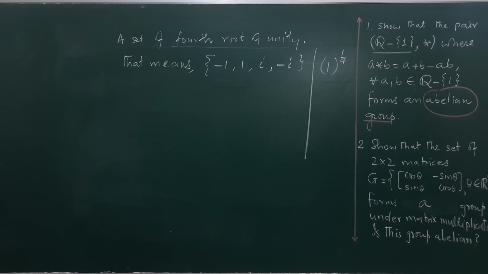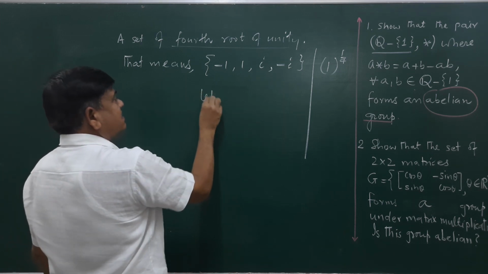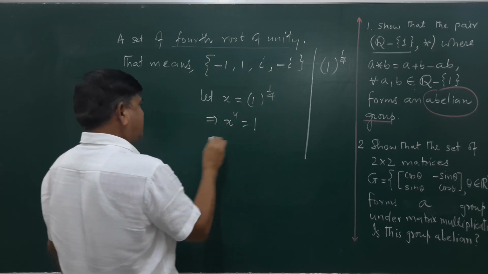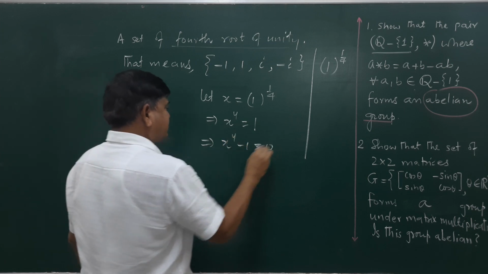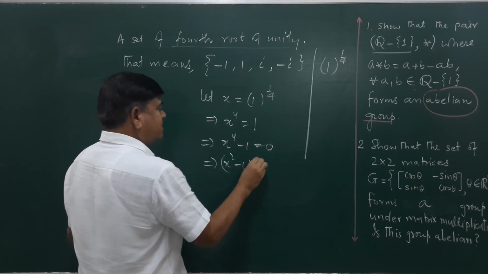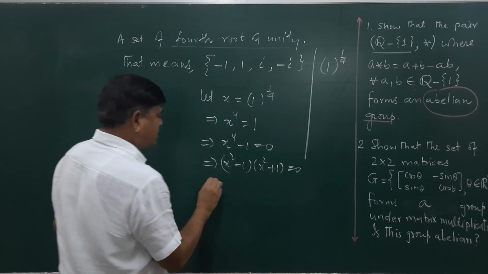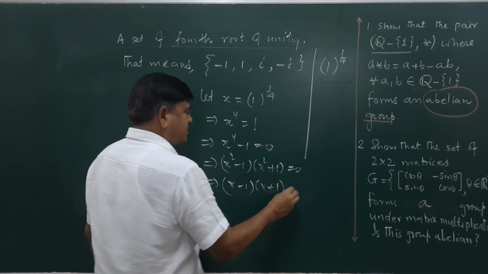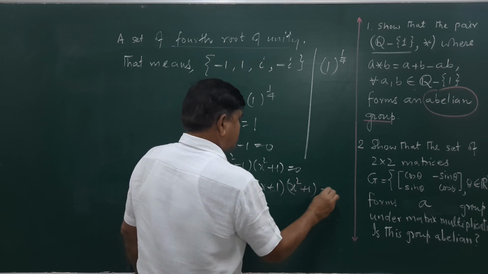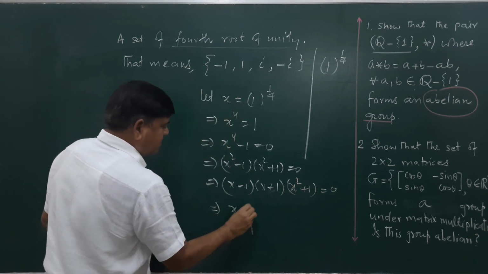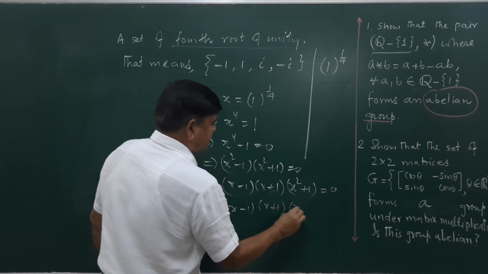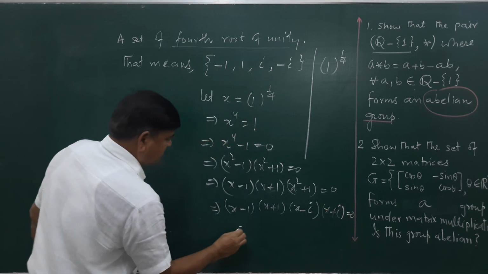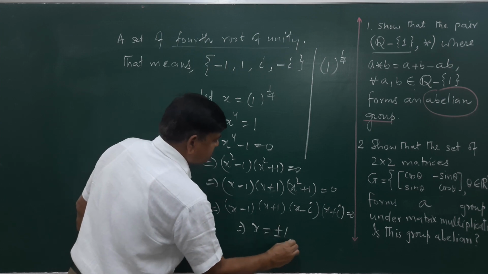So if I say let x equals 1 to the power 1 by 4, implies x to the power 4 equals 1, implies x to the power 4 minus 1 equals 0, implies x square minus 1, x square plus 1 equals 0, implies x minus 1, x plus 1, here इसको आप और x से लिख लो, x minus iota and x plus iota.